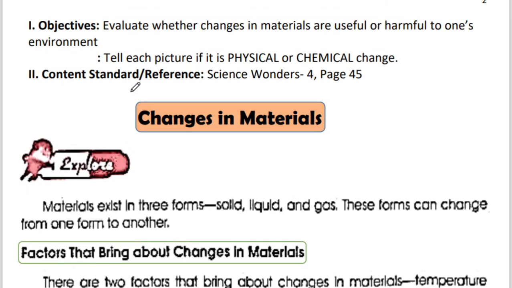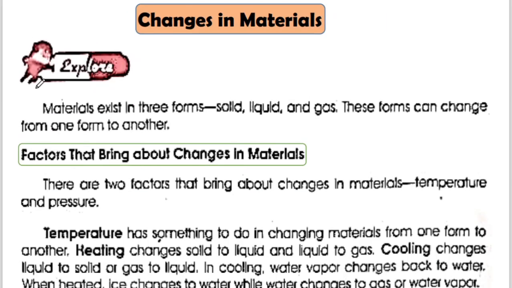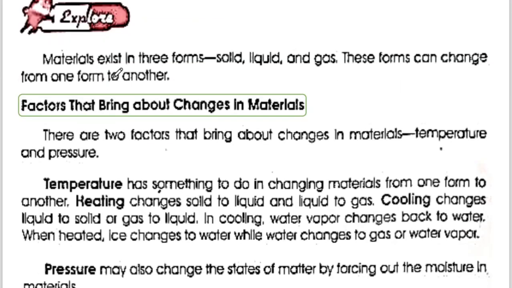Alright kids, in this video, we will be learning about changes in materials. Now let's explore. In here, we can read that materials exist in three forms. Remember that, kids. First, we have solid. Second, we have liquid. And the third, we have gas. Again, we have solid, liquid, and gas. These forms can change from one form to another.